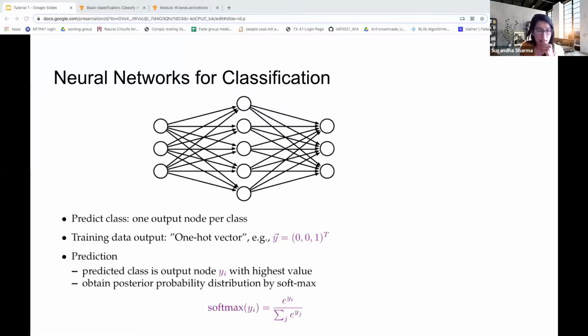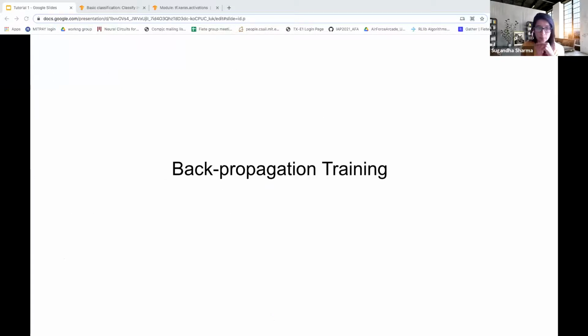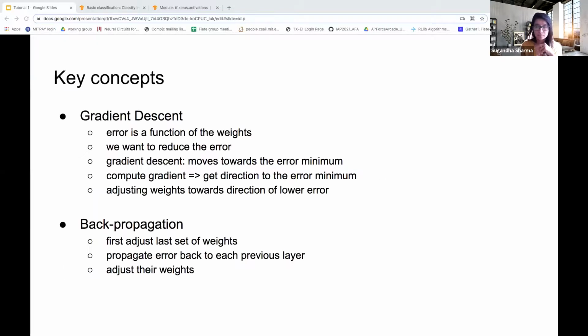Okay, so next we go to backpropagation and how it works. So there are a few key concepts. So there's gradient descent, and then there's backpropagation. And on this slide, I've just very simply mentioned in words what these mean. So gradient descent is basically a technique for computing and adjusting weights over the period of training.